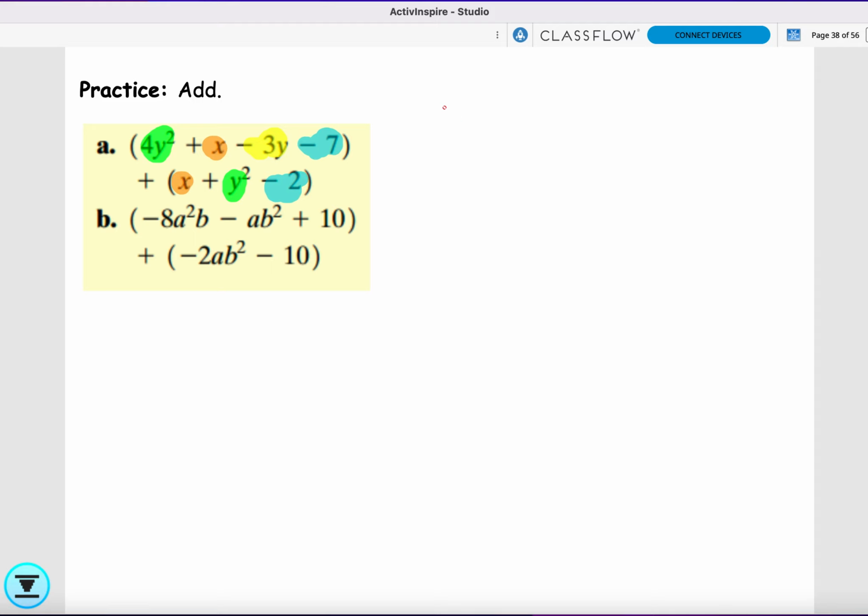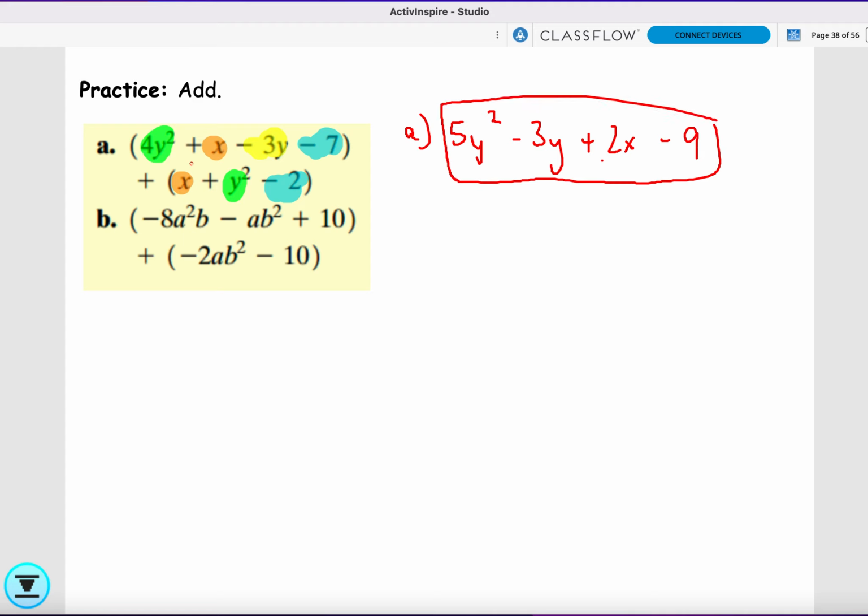So then we get a is equal to 4y squared plus y squared, which is 5y squared, right? Minus 3y plus 2x minus 9. Because we get x plus x is 2x. Negative 7 minus 2 is minus 9.